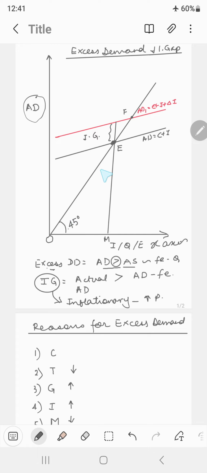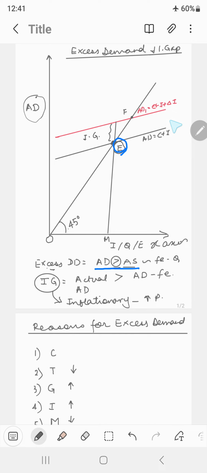So the point at which the aggregate demand curve and aggregate supply curve intersect, that is the full employment equilibrium, and in our graph it is at point E. Our full employment equilibrium is shown at point E. Now talking about how to explain inflationary gap in the economy, as I told you, inflationary gap is caused by creation of excess demand. Excess demand means that aggregate demand is greater than aggregate supply.